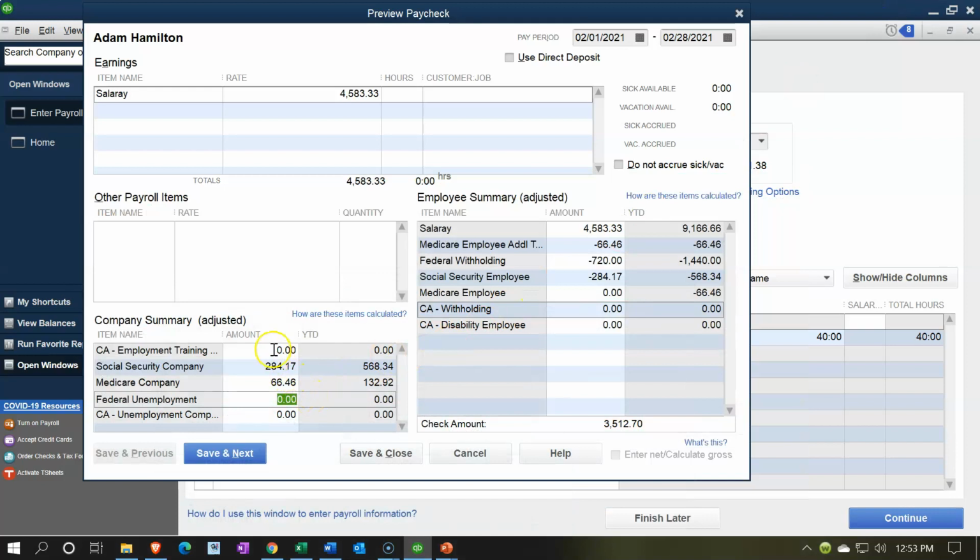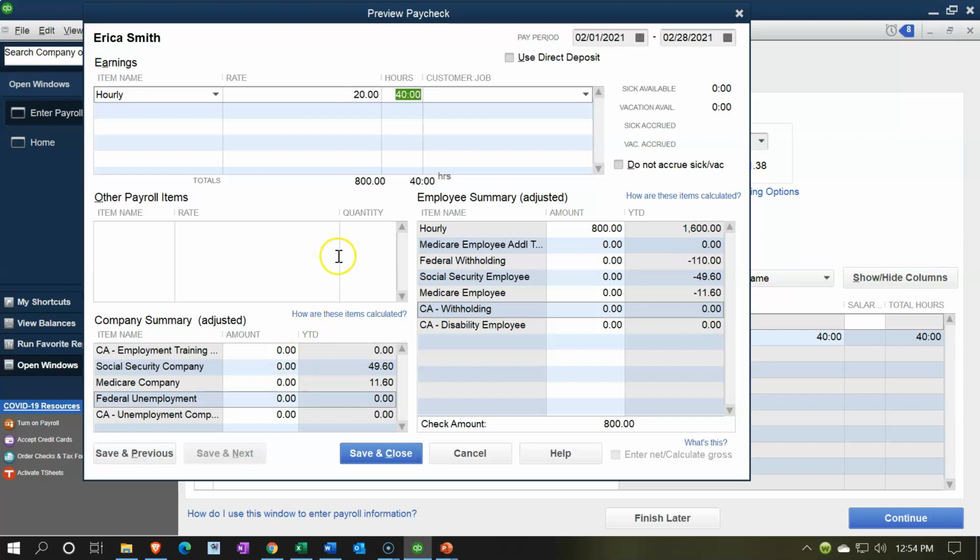So we're not going to be dealing with California taxes here, and we're not dealing with federal unemployment tax, which is just an employer tax. For more detail on that, take a look at the payroll course if you want more detail regarding those. So I'm going to say save and next.